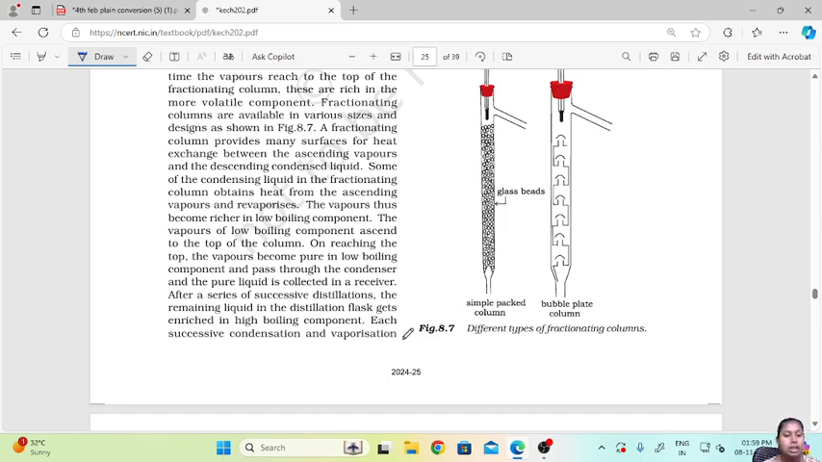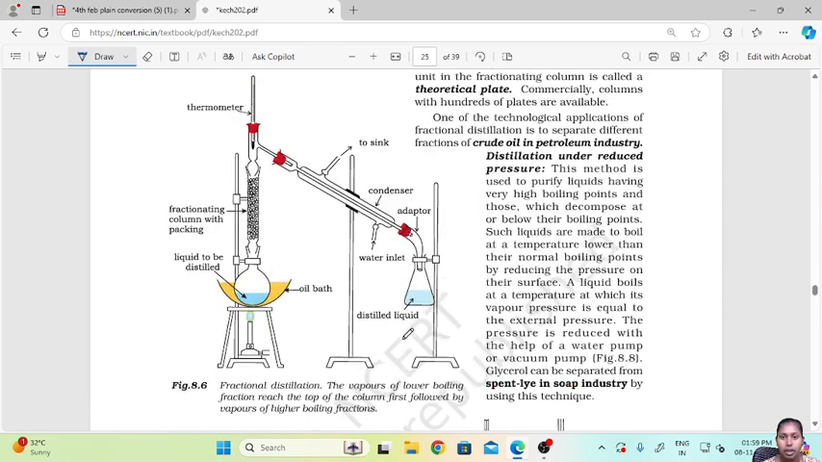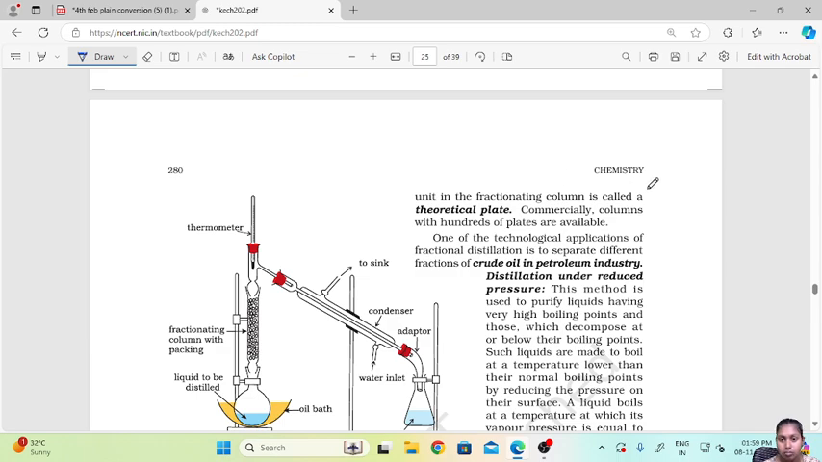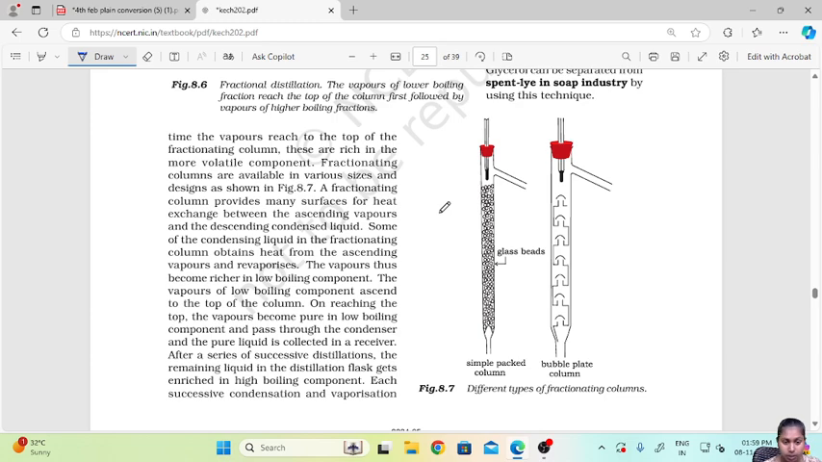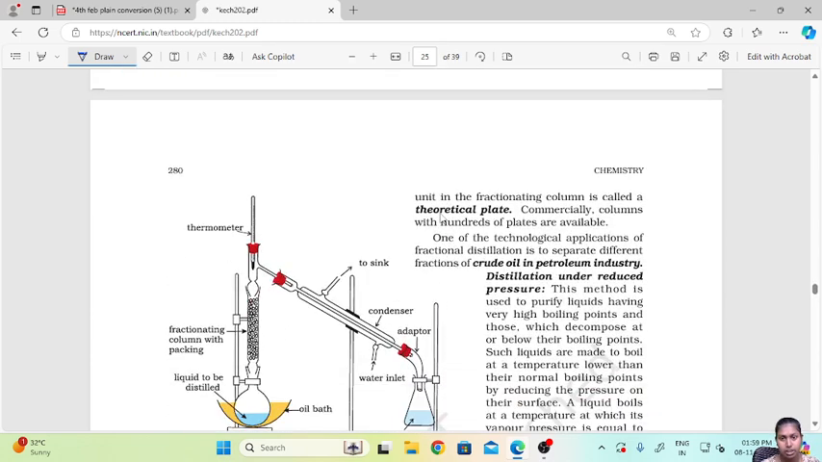Each successive condensation and vaporization unit in the fractionating column is called the theoretical plate. Commercially, columns with hundreds of plates are available. One of the technological applications of fractional distillation is to separate different fractions of crude oil in the petroleum industry. One of the most important uses of fractional distillation is in crude oil refining.